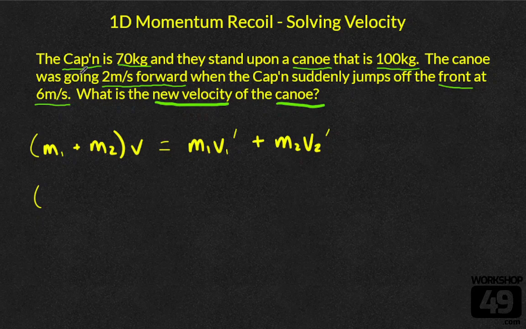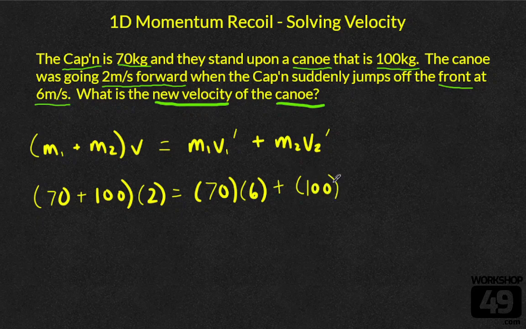Mass 1, that's the captain, is 70 kilograms. Our mass 2, that's the canoe, is 100 kilograms. And in the beginning, because the captain's on the canoe and they're moving together, they have the same velocity, which is 2 meters per second forward. However, after the captain jumps off, things are going to be a little different, because now that 70 kilogram captain has leaped off the front at 6 meters per second, and something is going to happen to our canoe. The canoe, 100 kilograms, V2 prime. Prime means after some event. In this case, the captain leaping off.